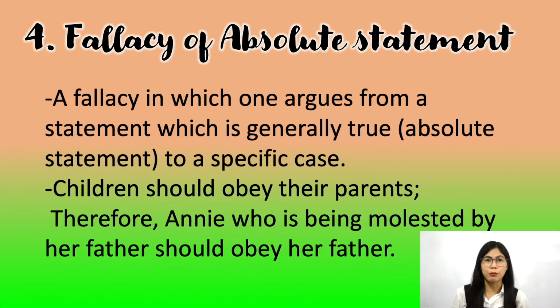Next is the fallacy of absolute statement. It is a fallacy in which one argues from a statement which is generally true, or an absolute statement, to a specific case. Example: children should obey their parents. Therefore, Annie, who is being molested by her father, should obey her father. In this one, the statement that children should obey their parents is generally true. However, it doesn't apply to the next statement. Because if you are already being molested by your father, why must you obey him, right? So that is a fallacy of absolute statement.